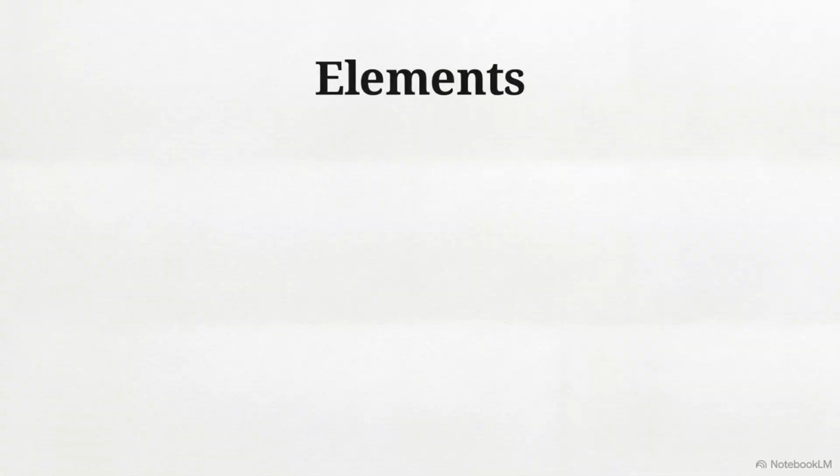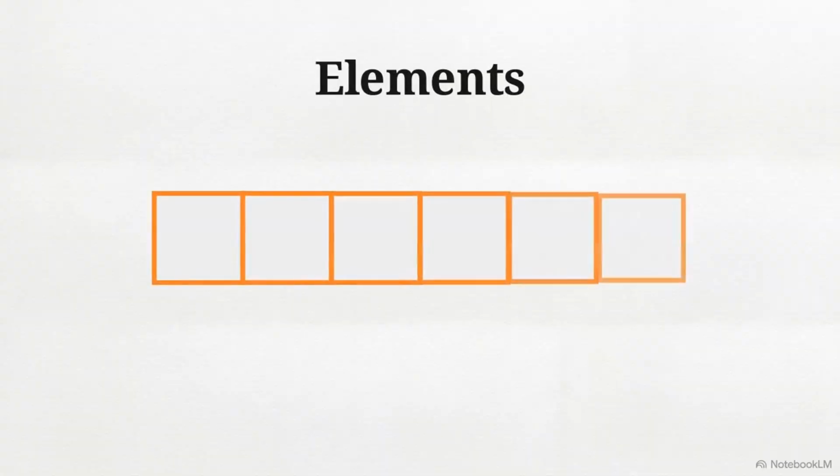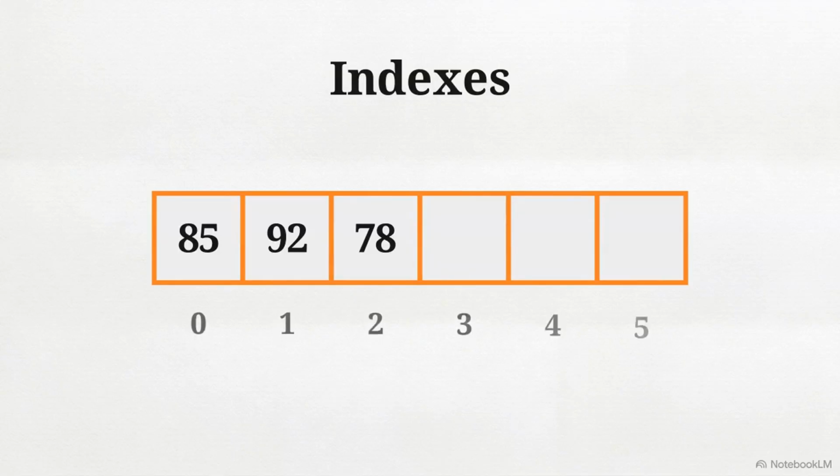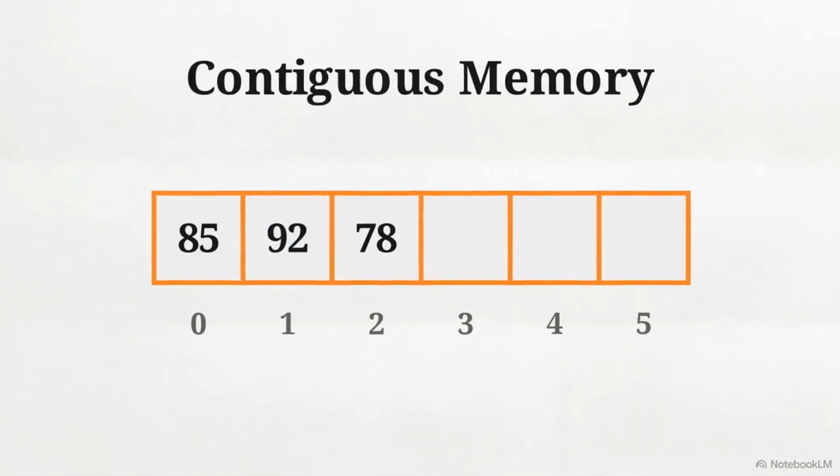To use an array, there are 3 rules to keep in mind. First, elements. This is just the actual data you're storing. If you're tracking a class, your elements are the scores themselves, like an 85, a 92, and a 78. Second, indexes. This is our counting system. In programming, we almost always start at 0, not 1. So that very first score is at index 0, the second is at index 1, and it continues from there.